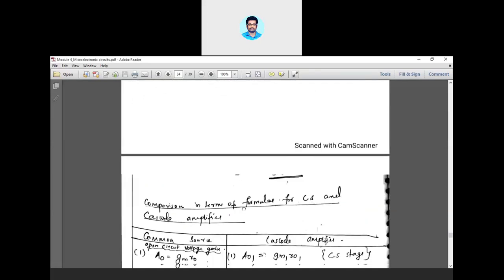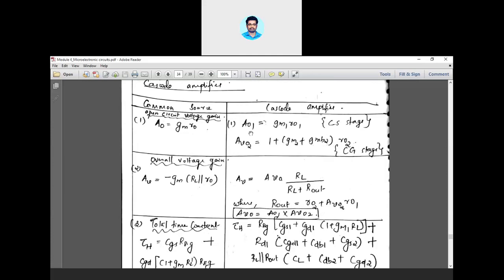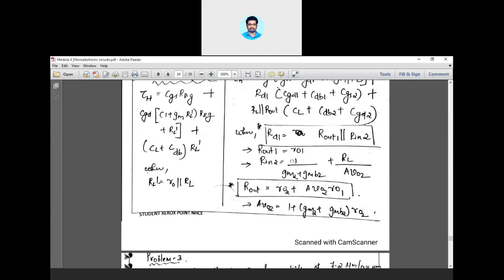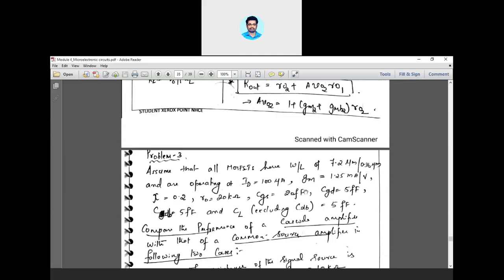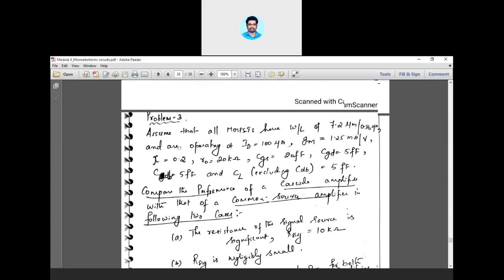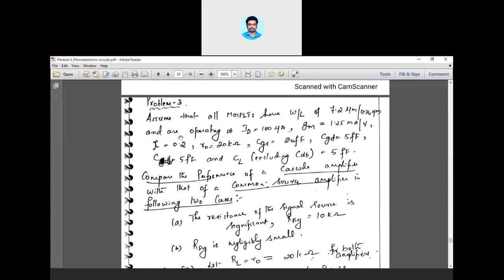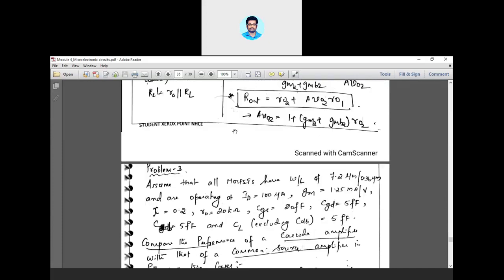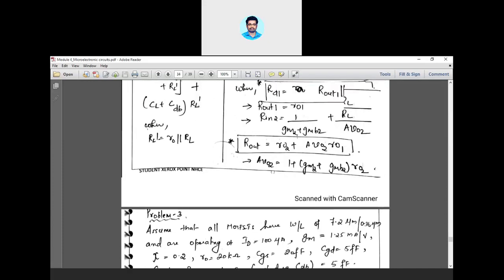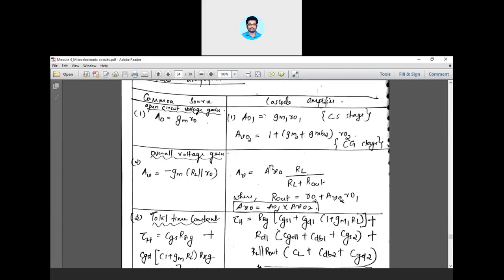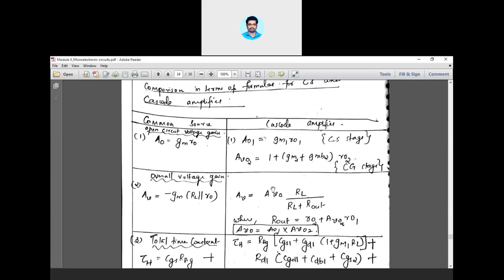Now, last question. I think this question has been given as an assignment, but this is a very important question. Please note that problem number 3, the last problem of this particular module, is very important. This is being given as an assignment to you. But to do this problem, I should compare the performance of the common source and cascode amplifier, whatever we have studied in this module.